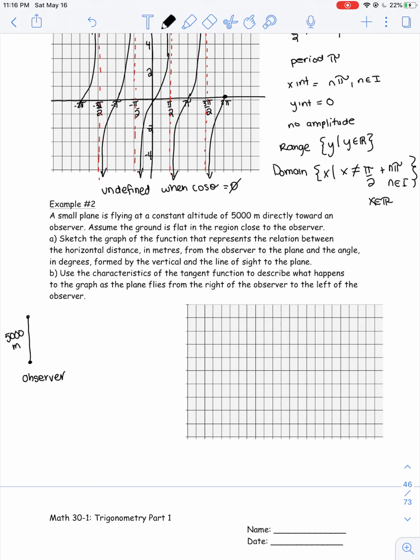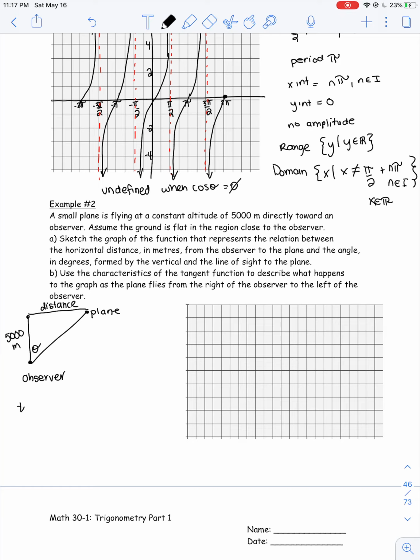Sketch the graph of the function that represents the relationship between the horizontal distance in meters from the observer to the plane and the angle in degrees formed by the vertical and the line of sight to the plane. So the observer seeing the plane here, and there's a horizontal distance between the plane and the actual observer. So we'll call this distance d. And this is the angle that they're looking at the plane from.